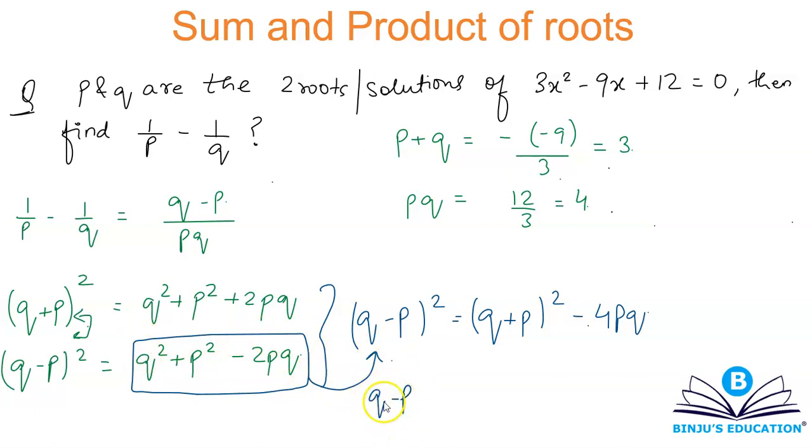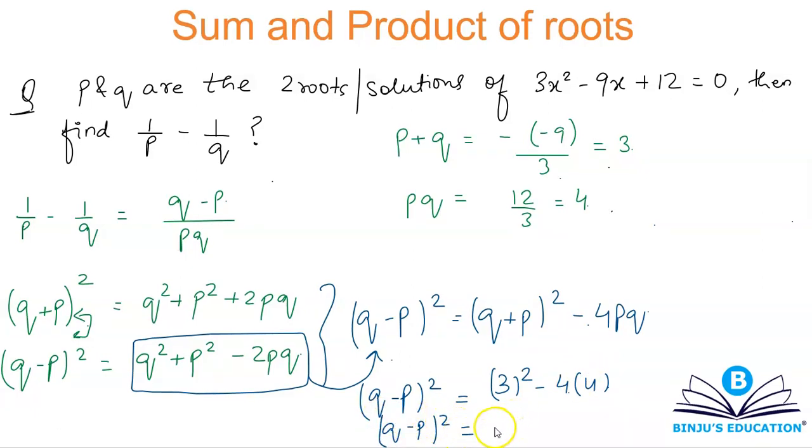So (Q minus P) square is (Q plus P), which is 3 square, minus 4 into 4, so I'm getting (Q minus P) square is equal to minus 7. Alright, so I'm getting an imaginary value in this case, but I have simply formed an equation. From here you can say that Q minus P will be equal to under root of minus 7. So you can plug in the values and you will get under root of -7 divided by PQ, that's 4, and thus this will be your answer.